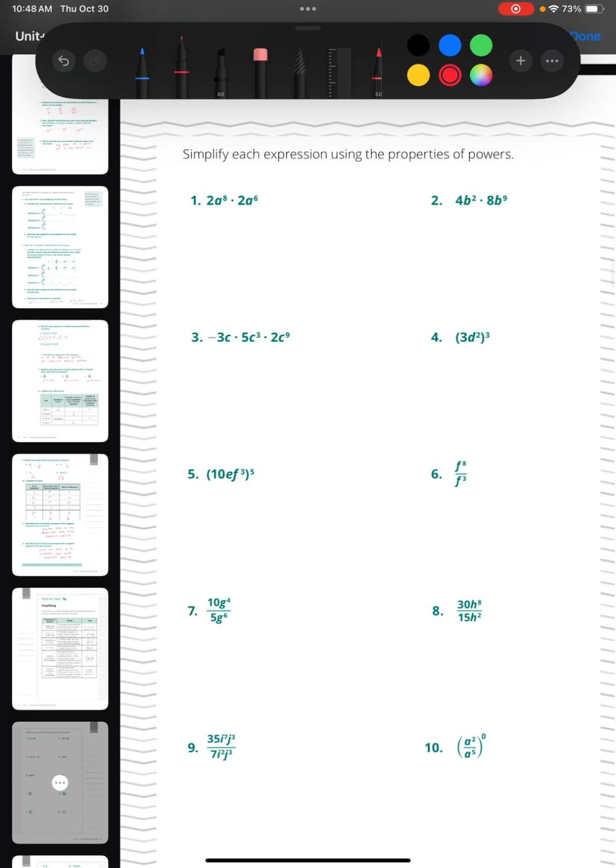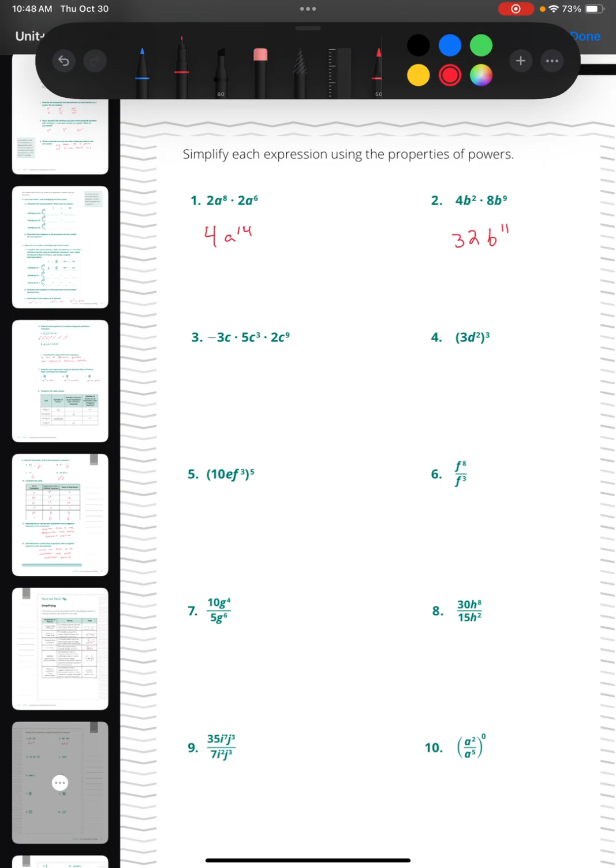All right, so I'm going to work through these. So if we're looking at number 1, 2a to the 8 times 2a to the 6, we have 2 times 2, which gives us 4. And then we have 2 of the same base, the a's, so we can add those exponents. And that becomes a to the 14th, 8 plus 6. Very similar problem on number 2. 4 times 8, those coefficients, gives us 32. The b's, same base, so we add the exponents, 2 plus 9, and we get 11.